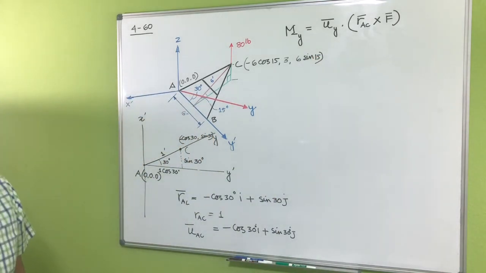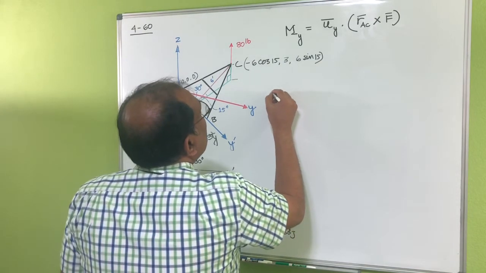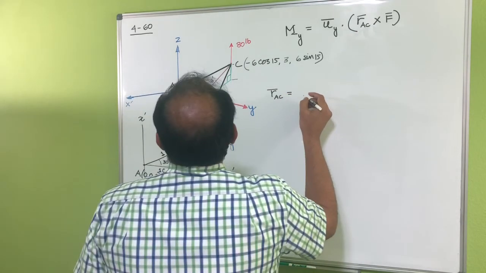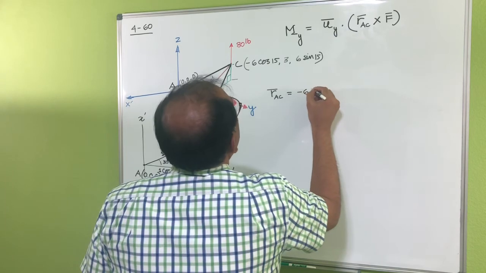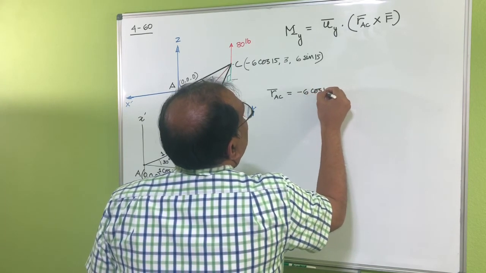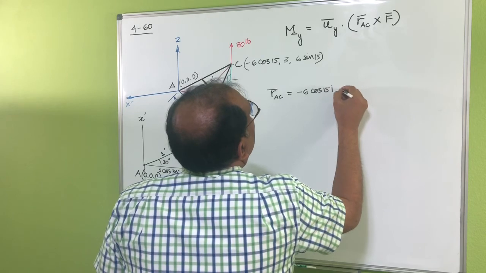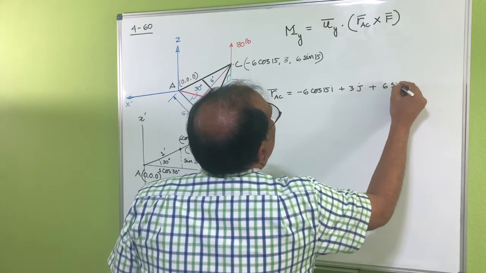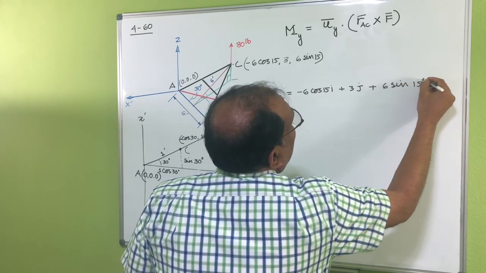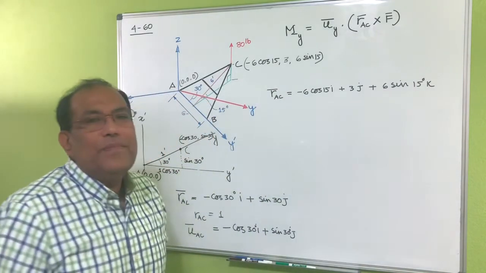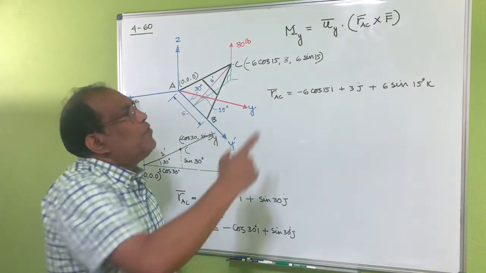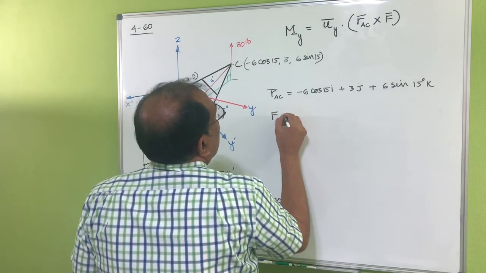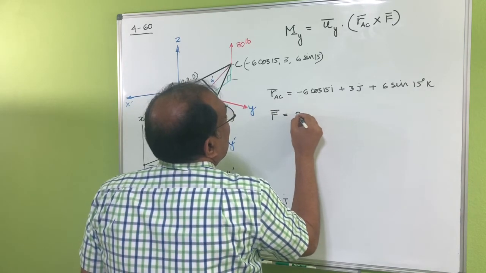Okay? So my position vector A to C would be minus 6 cosine 15 i plus 3j plus 6 sine 15 k. And you can see our force vector is just going up, so this one is basically 80 k.